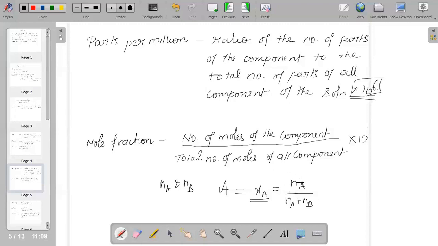So we are calculating the mole fraction of one component in the total solution, taking the number of moles of that particular component divided by the total number of moles of all the components. Similarly, you can calculate X_B as Nb by Na plus Nb. Whichever component we calculate, we divide that component's moles by the total.